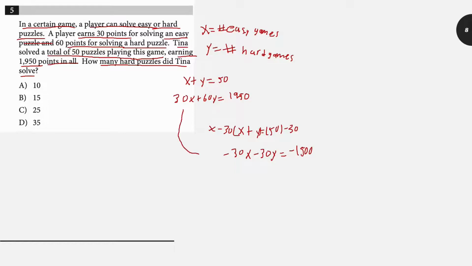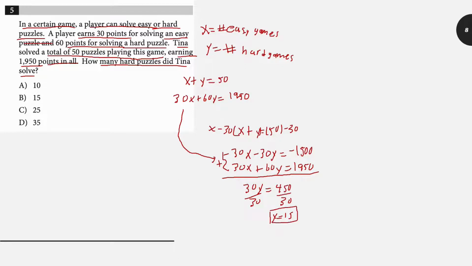And then you bring your second equation here. And then you want to add these two equations together. And you'll get 30y equals 450. Divide 30 on both sides. You get y equals 15. She played a total amount of 15 hard games, which means that the answer is choice number B.